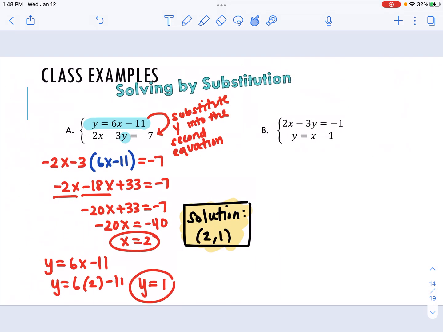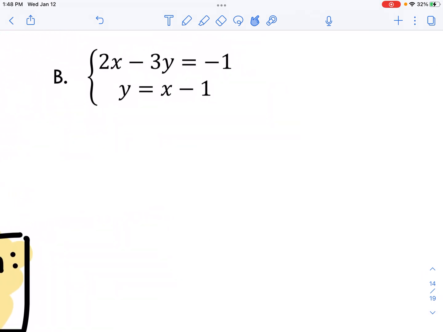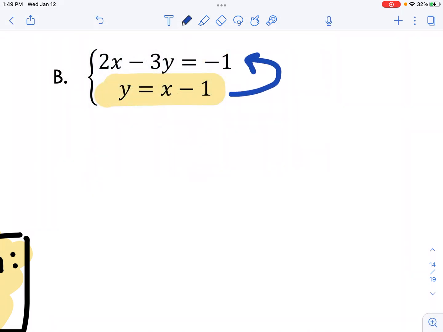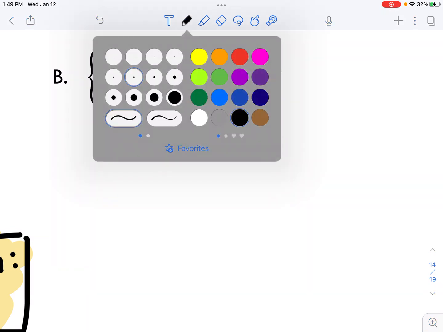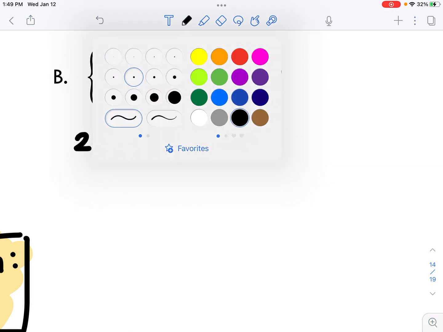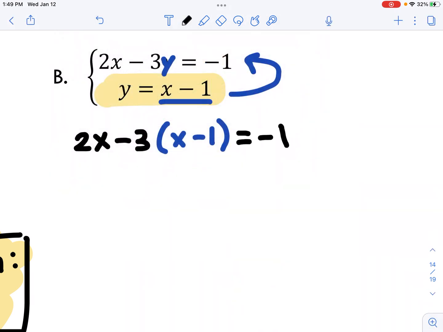All right. So let's go ahead and try out example B. Once again, if you'd like to pause the video and try this on your own, you're welcome to. Otherwise, we can do this together. So in example B, I'm going to first look to see if there is an equation that lends itself to substitution. And we notice here that y is equal to x minus 1. So I'm going to take this value for y, and I'm going to plug it in here. Every time I see y, I'm replacing it with x minus 1, because y is equal to x minus 1. So I'm going to start with that first equation, 2x minus 3 times the quantity x minus 1 is equal to negative 1. Hopefully that color coordination is helping you.